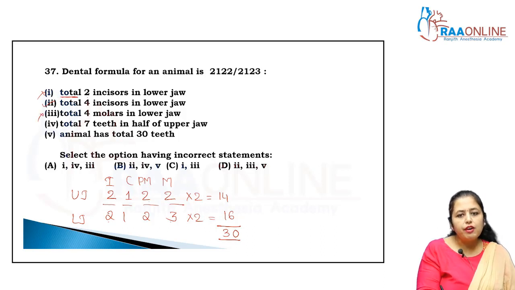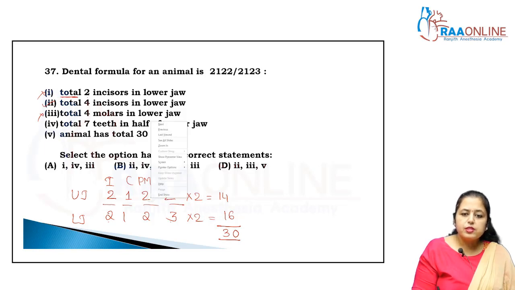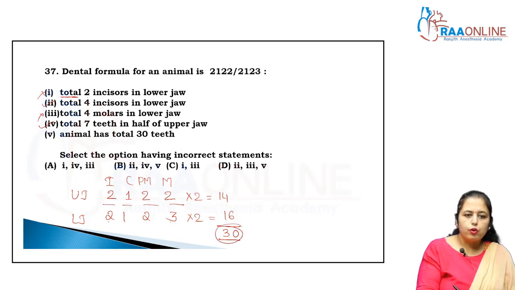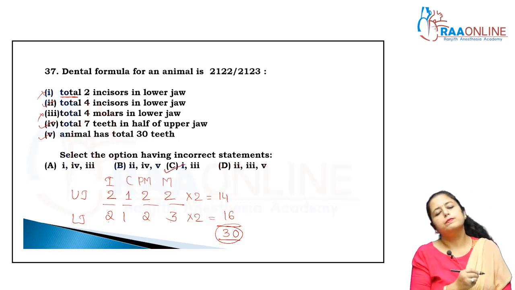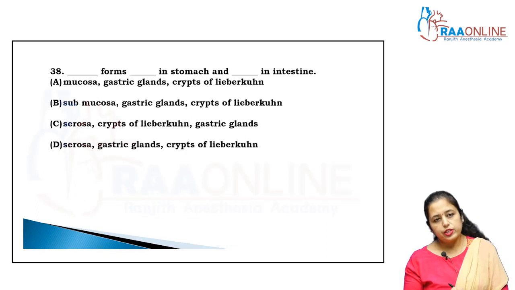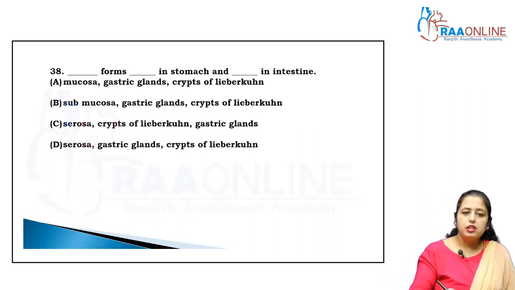Total 7 teeth in half of upper jaw, that is 2, 1, 3, 2, 5, 2, 7, right? So this is correct. Animal has total 30 teeth. This is correct. Select the option having incorrect statements, that is 1 and 3. So the answer is C.